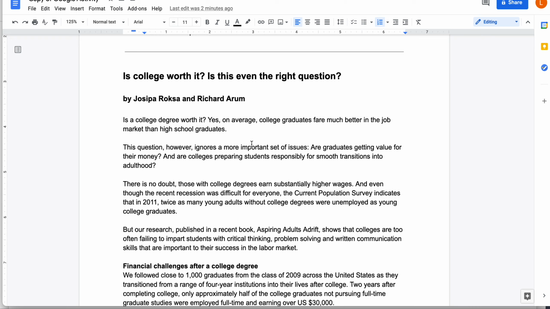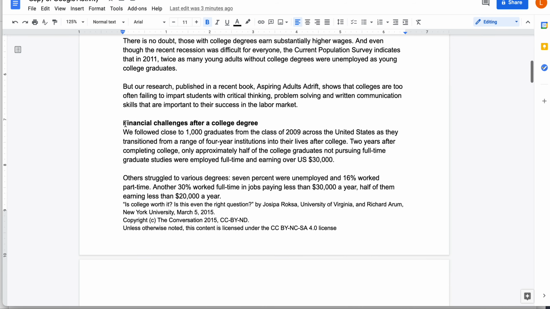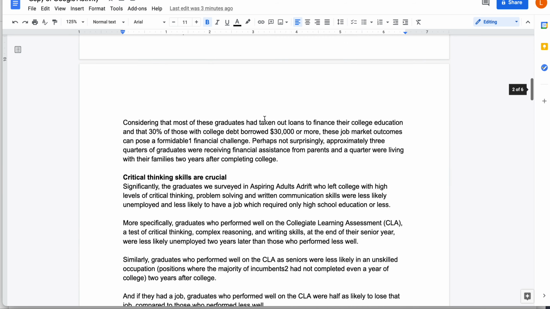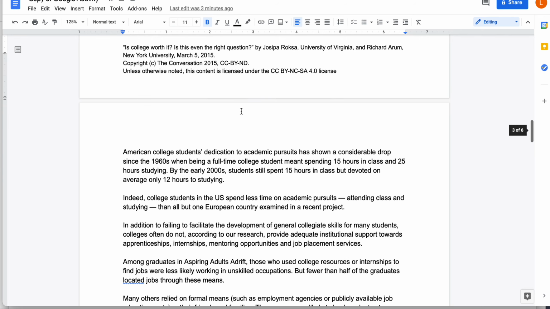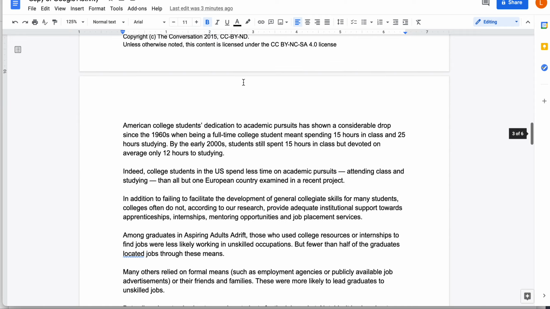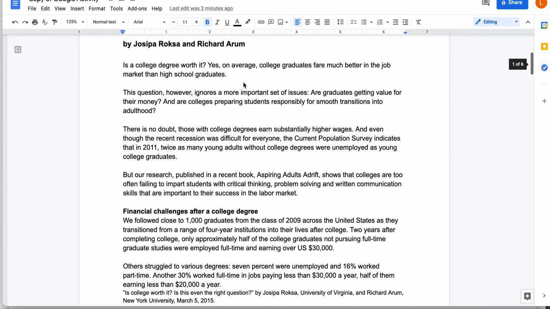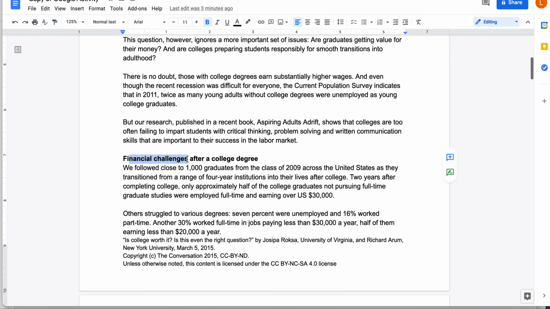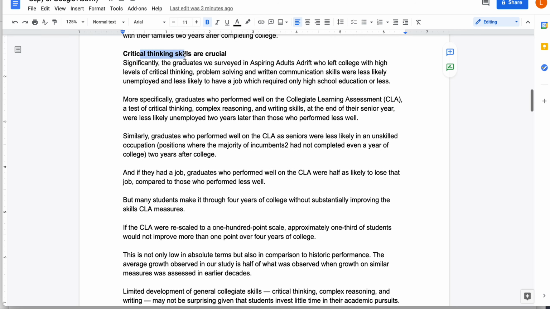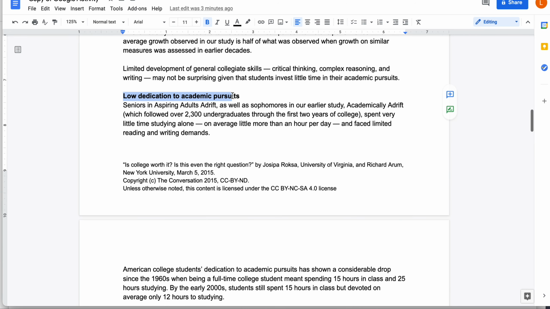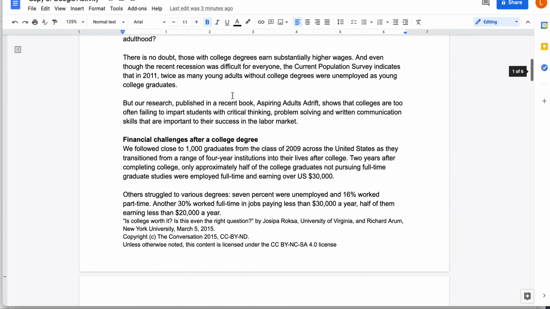So before I even start, the first thing I'm going to do is scan over and see what I'm looking at. So the title is "College Worth It? Is This Even the Right Decision?" That gives me a really clear sense of what this is going to be about. And then I can use the context clues: financial challenges after a college degree, critical thinking skills are crucial, low dedication to academic pursuits. Those headings become anchors for me so that I know that this is going to talk about financial challenges after a degree, it's going to talk about critical thinking skills, and then it's going to wrap up with low dedication. So those are 3 big main points that I'm going to be looking for as I read.